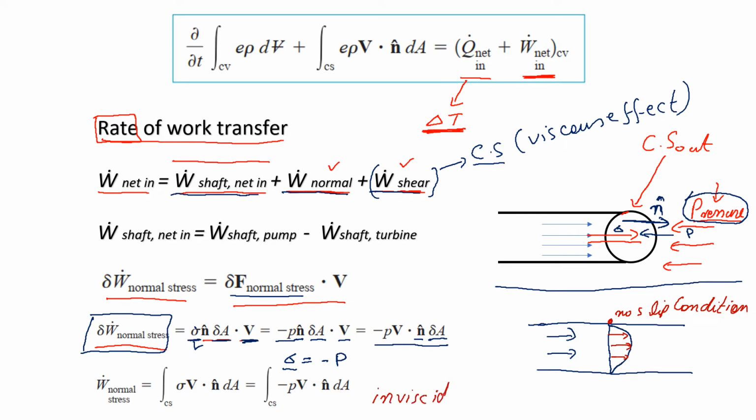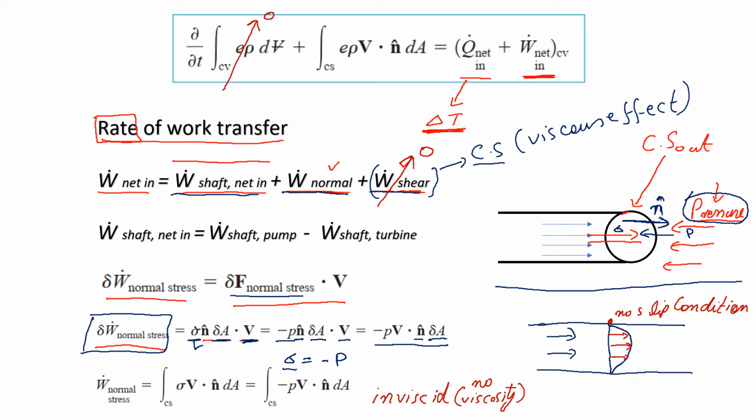And by inviscid, I mean that there is no viscosity. By assuming this, the work required to overcome these shear forces will be equated to 0. So far I have made two assumptions for deriving the energy equation by using the Reynolds transport theorem. One is that my flow will be steady, so this term will be equated to 0.